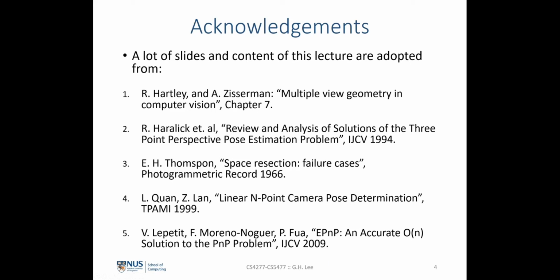And I took the Quan algorithm, the 4-point algorithm, from the linear n-point camera pose determination paper published at TPAMI in the year 1999. And I took the efficient PnP problem, the EPnP problem and solution from this paper written by Vincent Lepetit, published at IJCV 2009. And the degenerate analysis is taken from the paper Space Resection Failure Cases, published at Photogrammetric Record in 1966.